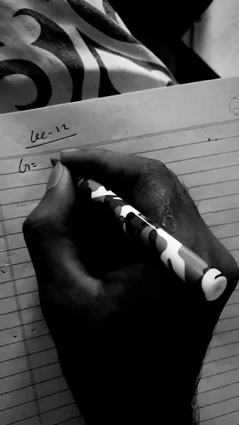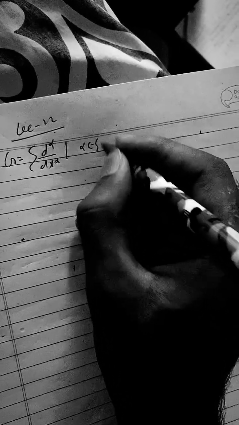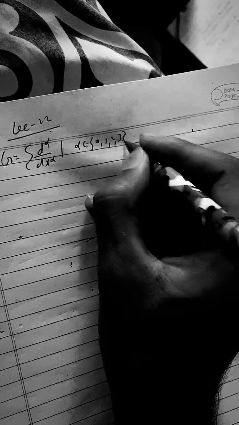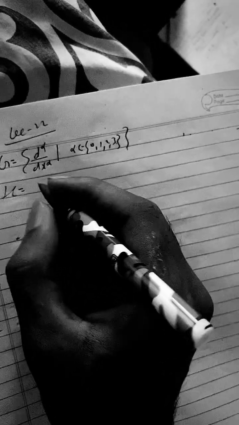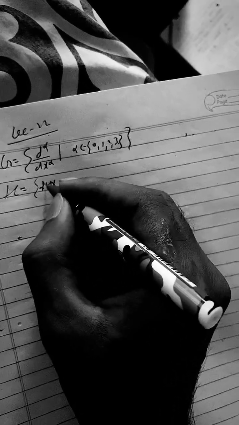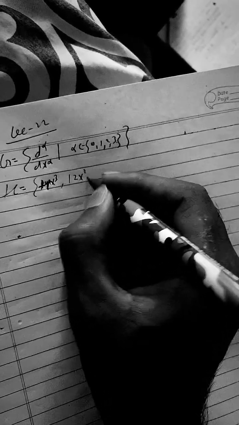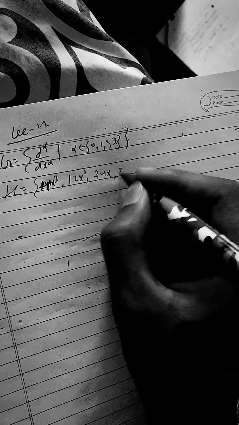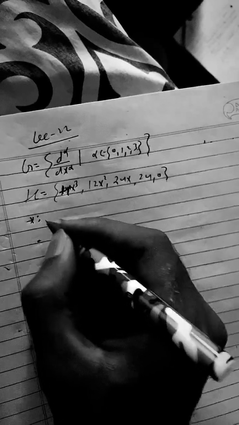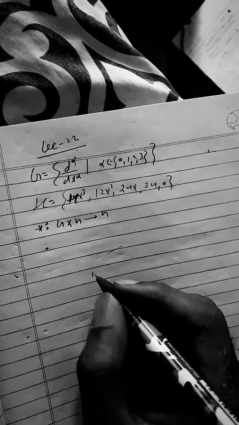And here we will talk about the same structure, which was G, and it was d^α/dx^α, where α belongs to {0, 1, 2, 3}. This was our set. Then our H was {4x³, 12x², 24x, 24, 0}, with two operations, star and O. And the star was G × G to G, right?